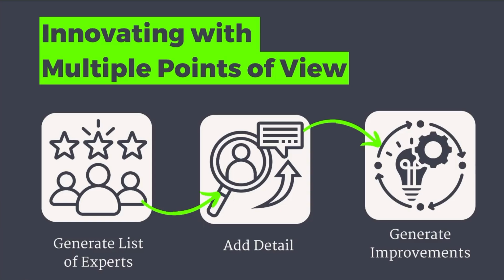The first process I want to walk you through today is how to use AI in order to innovate with multiple points of view. This is a big part of the Kaizen process, getting multiple points of view to analyze a process. The first step we're going to do is use AI to generate a list of experts. Then we're going to add some detail to that list of experts. Then we're going to drop in a process and generate improvements.